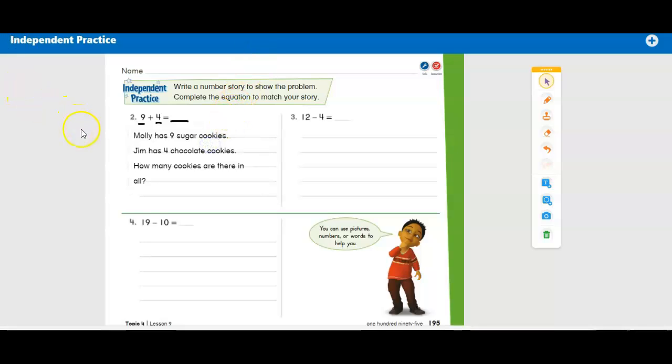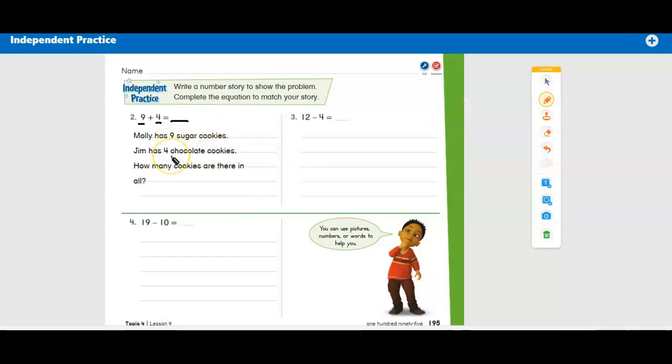So let's see. Does our story problem have our part of 9? Yes, it does. It says 9 sugar cookies. Do we have a part of 4? Yep, we have 4 chocolate cookies. And then when we say how many are in all, that lets us add those numbers together. So then 9 plus 4 is equal to what?